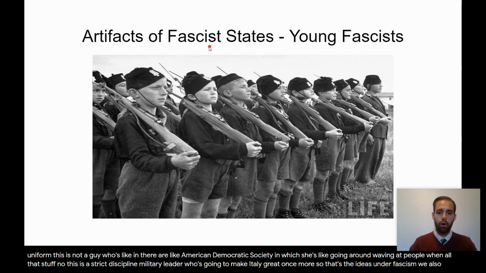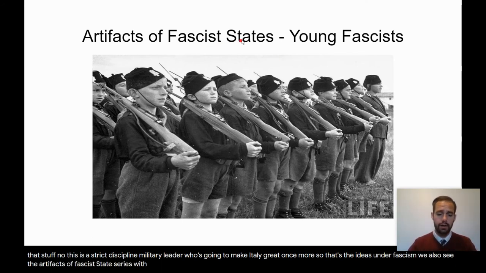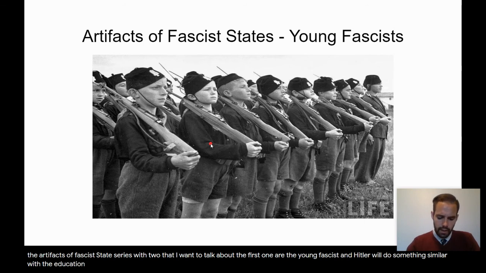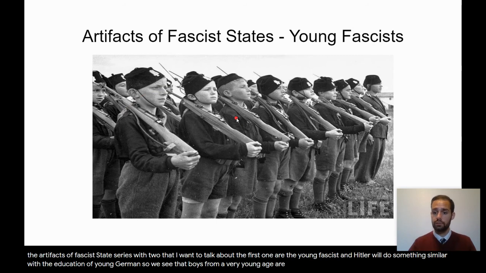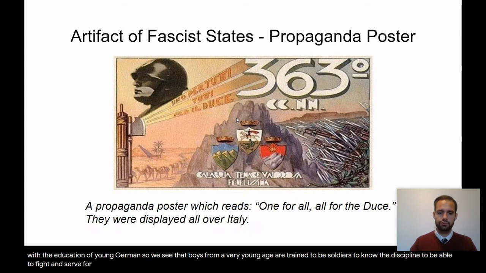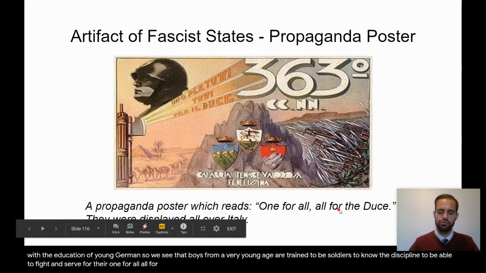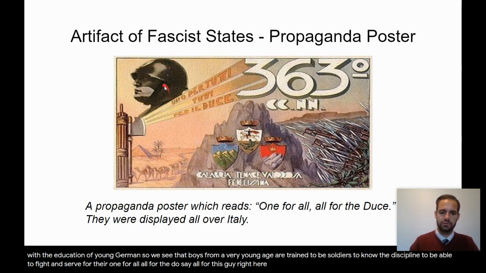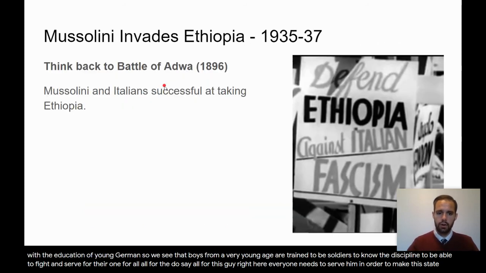We also see the artifacts of fascist states here. We have two that I want to talk about. The first one is the young fascists, and Hitler will do something similar with the education of young Germans. Boys from a very young age are trained to be soldiers, to know the discipline, to be able to fight and serve for their country. We also see the propaganda, one for all for the Duce. All for this guy right here. Everyone needs to serve him in order to make this state powerful.